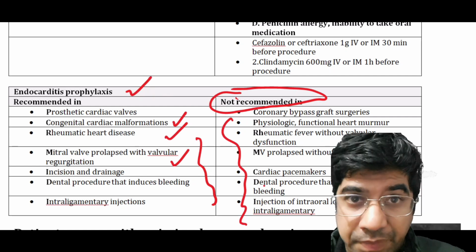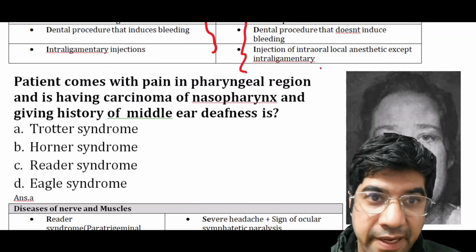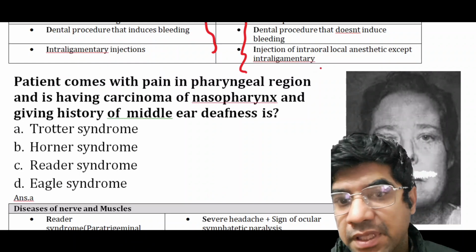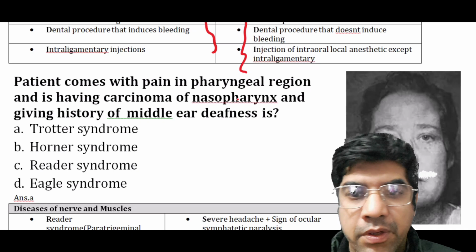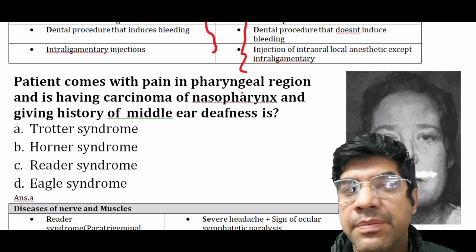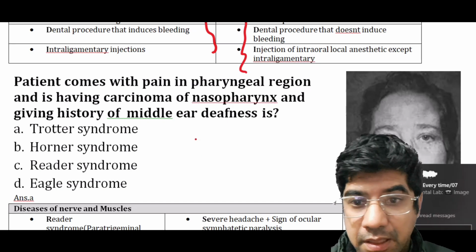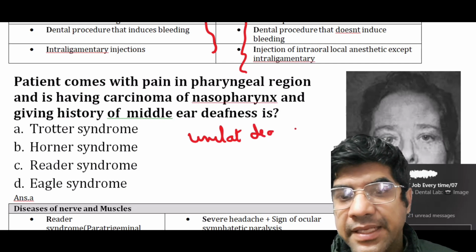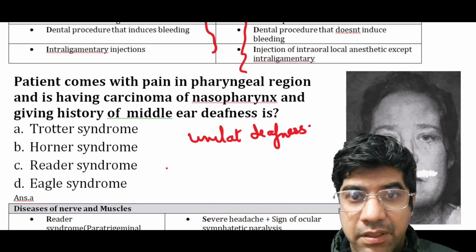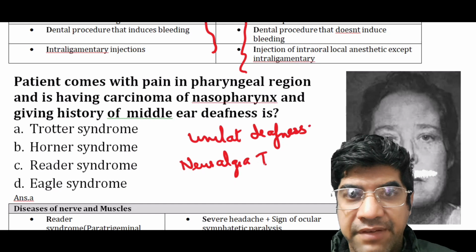Coming to the next question, a patient comes with pain in the pharyngeal region and has carcinoma of the nasopharynx, giving history of middle ear deafness. Here the answer would be Trotter syndrome. Trotter syndrome, remember, is characterized by a clinical triad: first, unilateral deafness; second, neuralgia affecting the branches of the trigeminal nerve; and third, defective mobility of the soft palate.